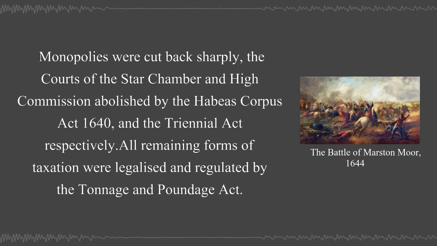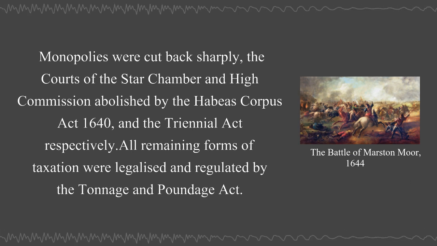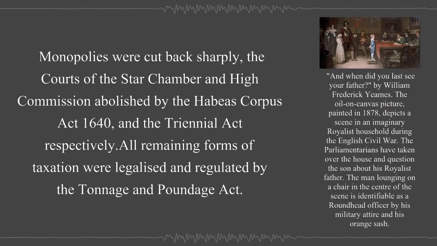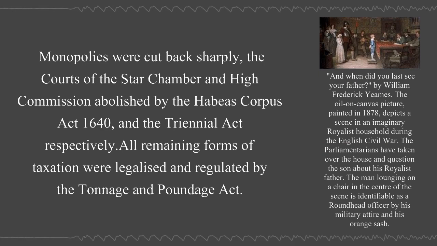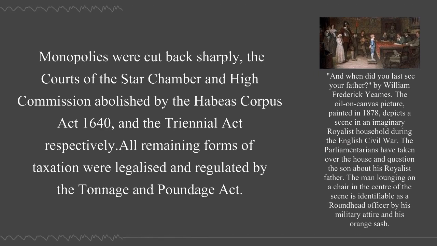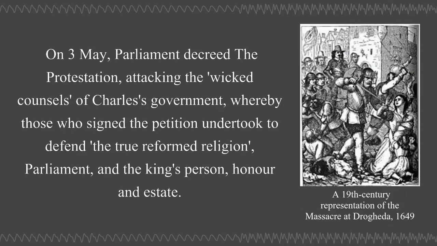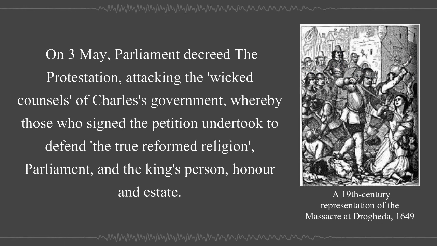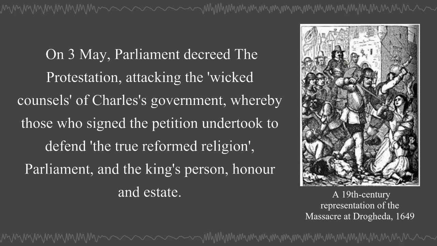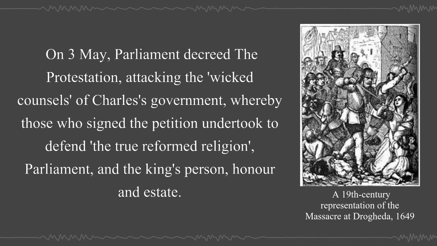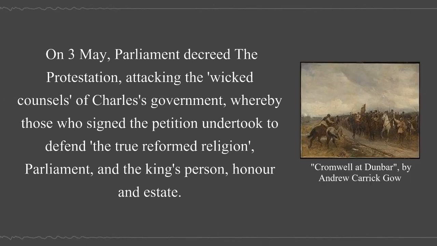Monopolies were cut back sharply, the courts of the Star Chamber and High Commission abolished by the Habeas Corpus Act 1640 and the Triennial Act respectively. All remaining forms of taxation were legalized and regulated by the Tonnage and Poundage Act. On 3 May, Parliament decreed the protestation, attacking the wicked counsels of Charles's government, whereby those who signed the petition undertook to defend the true Reformed religion, Parliament, and the king's person, honor, and estate.